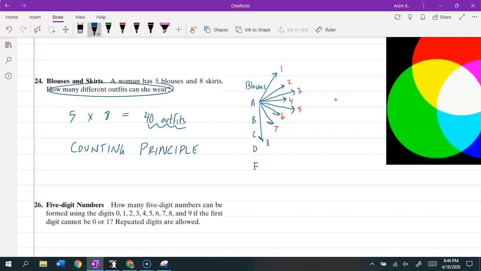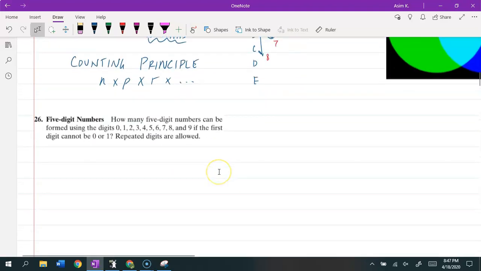And the counting principle essentially says that whenever you have a situation where you have to choose N things and then you have to choose P things after that, and if you were to choose R things after that, then the generic format of it is N times P times R, and you pick any other letters, but basically the number of choices or categories of choices that you have, you have to multiply those as well. All right, so that's number 24.